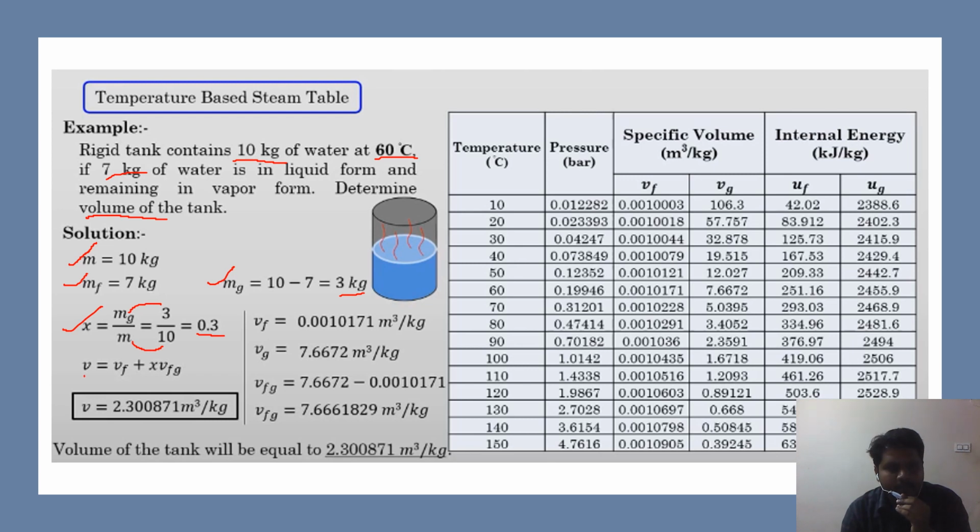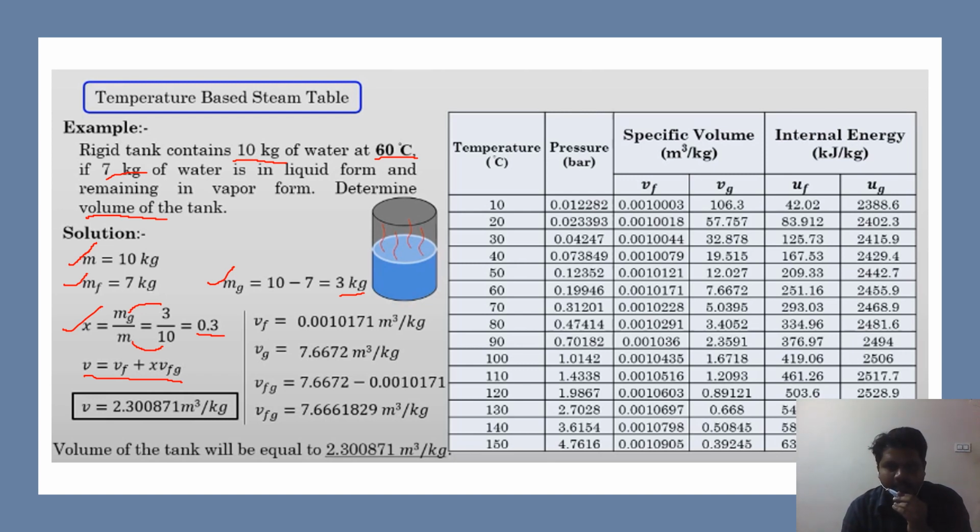Total volume equals Vf plus x into Vfg. This equation we already discussed in the previous slide. So here Vf is specific volume at saturated liquid state, and Vfg means Vg minus Vf. So to find the total volume, we need the values of Vf and Vfg. But how to find Vf and Vg? These values we can get from the steam table.